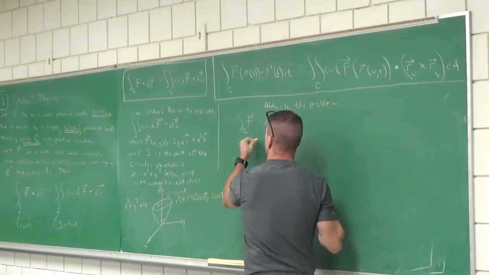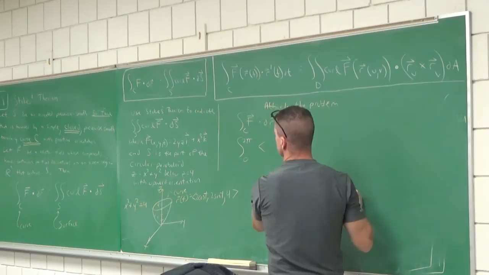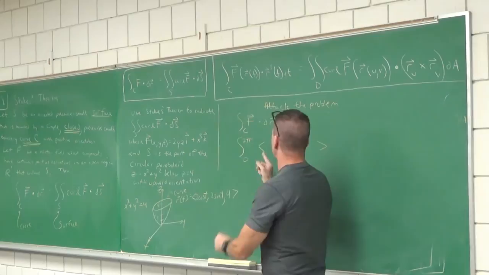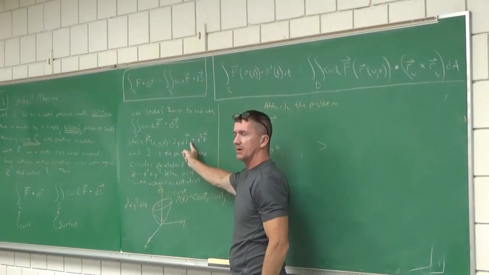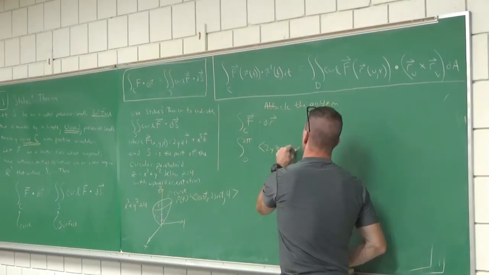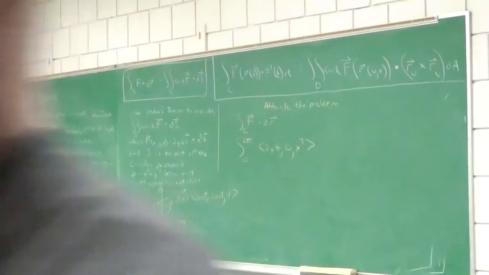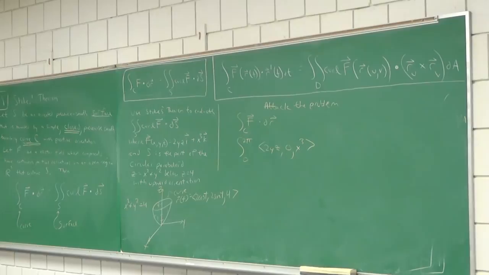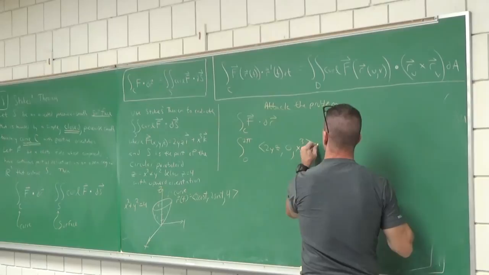Mm-hmm. All right, I'll put F here. 2yz here. What goes here? The y component: zero. And what's the z component? x cubed. Then, all right, that's out.